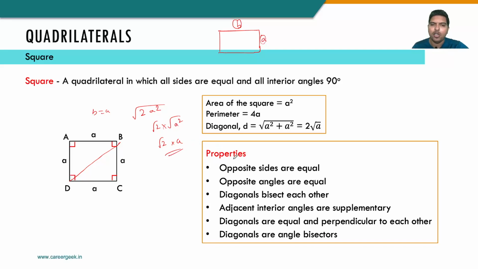This is the diagonal. Properties same: opposite sides, opposite angles, diagonals bisect, adjacent angles supplementary. What is additional is that diagonals are equal, but they are perpendicular also, because square is the most symmetric. So they are equal and perpendicular also. Diagonals are angle bisectors. They bisect the angles also. That means this 90 becomes 45 and 45. As we can see, 45, 90 and 45 add up to 180 degrees.